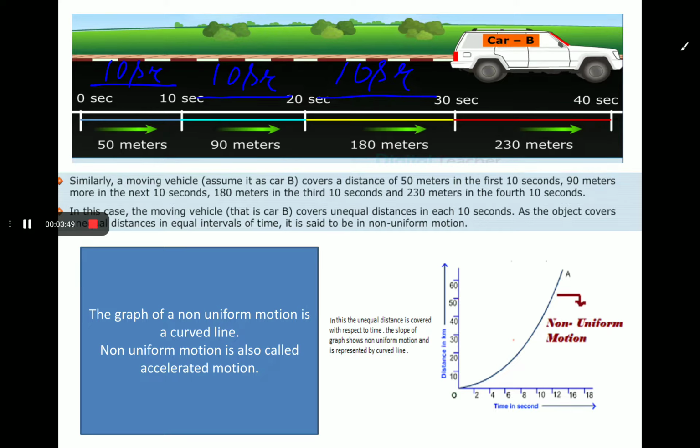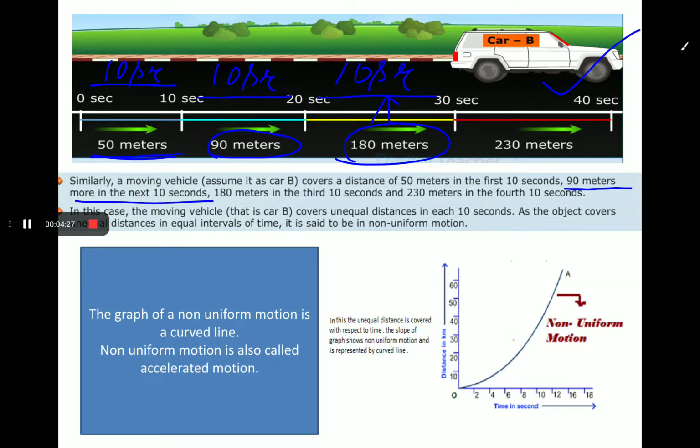For the first 10 seconds, the car travels a distance of 50 meters and it covers 90 meters more in the next 10 seconds. Again, it covers 180 meters more in the next 10 seconds. So here, the time interval is equal, but in equal time interval, the car does not cover equal distance. So the motion of the car is non-uniform motion.